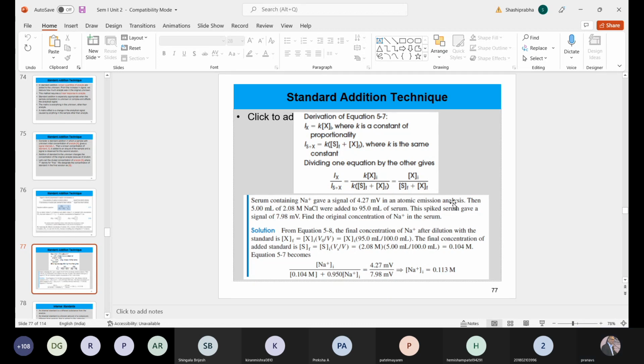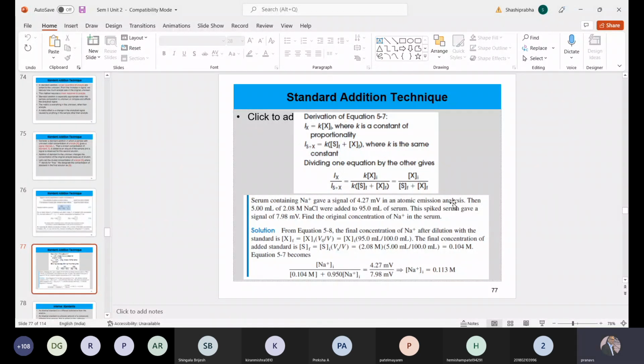Then 5 ml of 2.08 molar NaCl was added to 95 ml of serum. 5 ml of 2.08 molar NaCl. That means NaCl is a standard. It will add Na to the existing Na in the serum, which gave a signal of 4.27. And then how much you have added? You have added 5 ml. To what volume of serum? Serum volume, which was 95 ml.